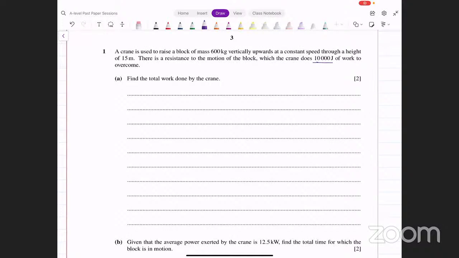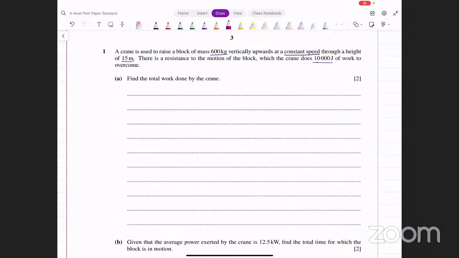We've got the mass of the block, that is 600 kilograms, and the speed is constant. That's another important thing. Speed change nahi ho rahi hai. Our height jo aapki increase ho rahi hai, that's 15 meters. We have to find the total work done by the crane. So we actually have to figure out the work done by the driving force. We've got the value for work done against resistance, and we've got some height jitna aapne us block ko raise kiya.